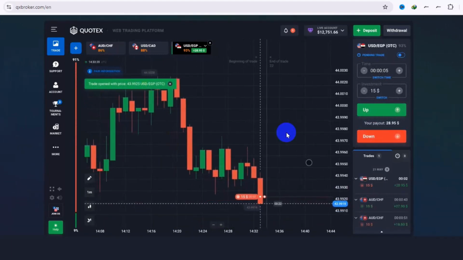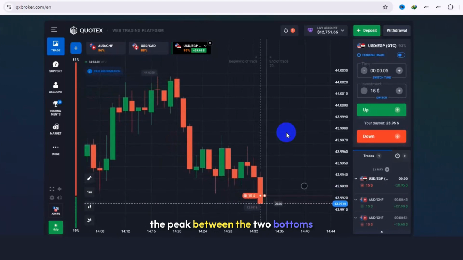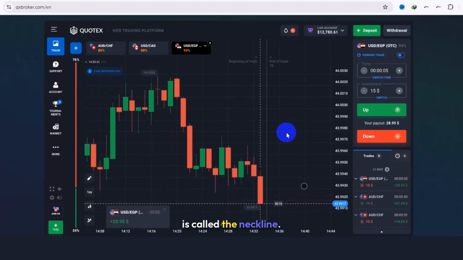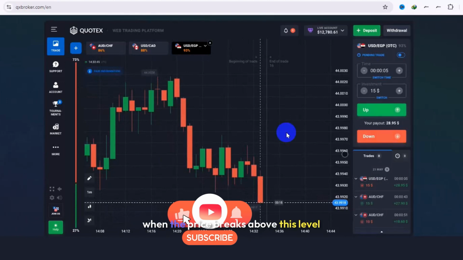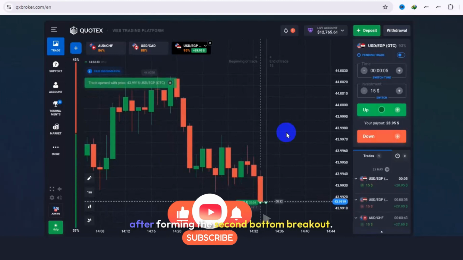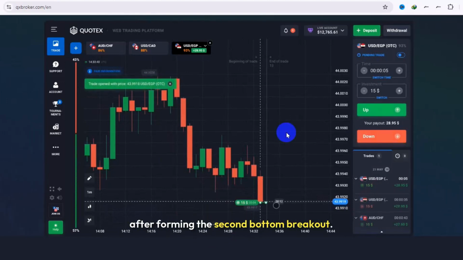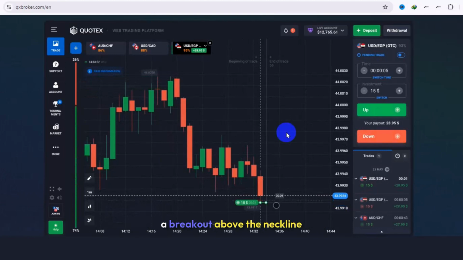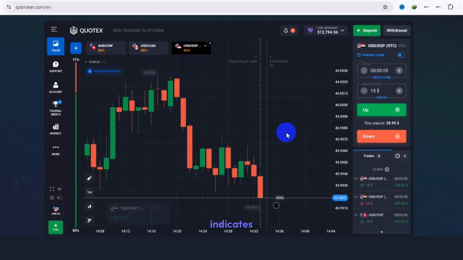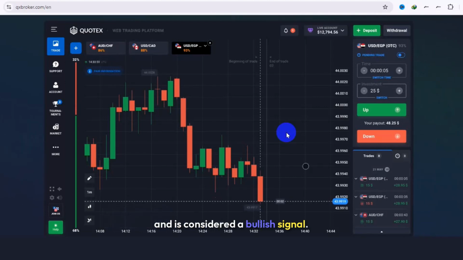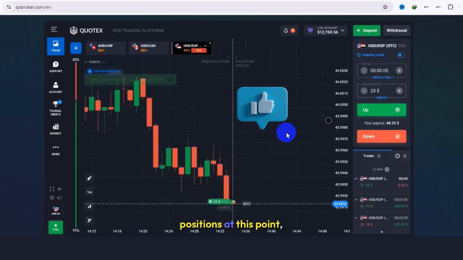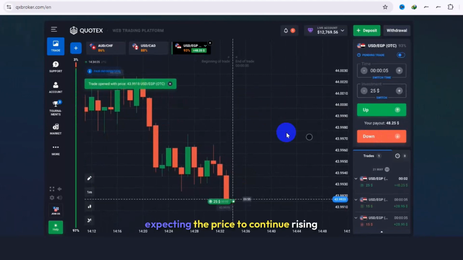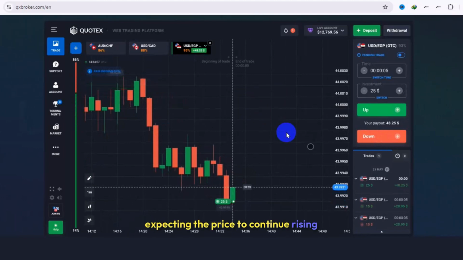Neckline. The peak between the two bottoms is called the neckline. This is a critical level because the pattern is confirmed when the price breaks above this level after forming the second bottom. Breakout. A breakout above the neckline indicates a reversal of the previous downtrend and is considered a bullish signal. Traders often enter long positions at this point, expecting the price to continue rising.